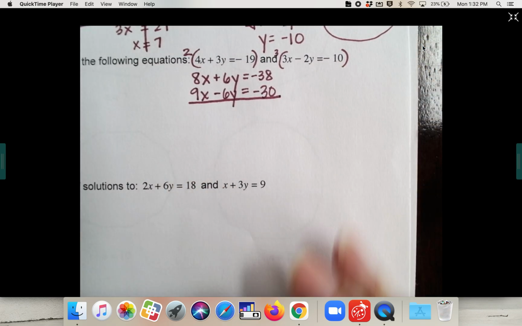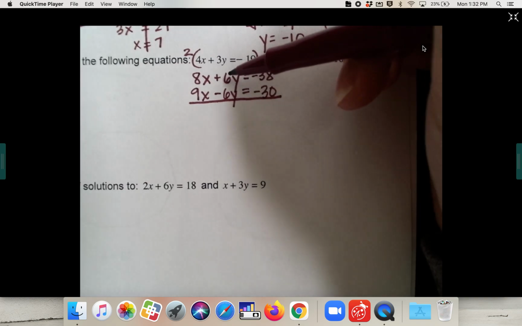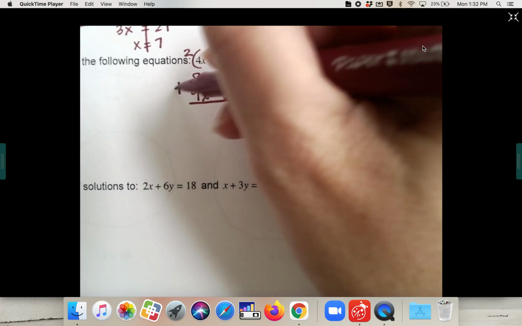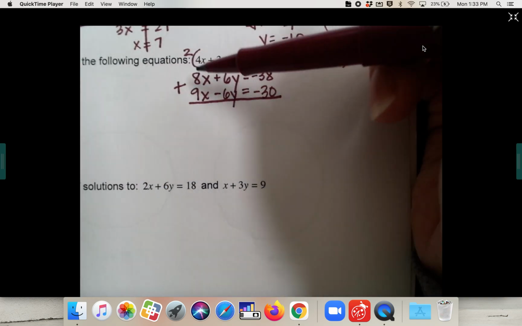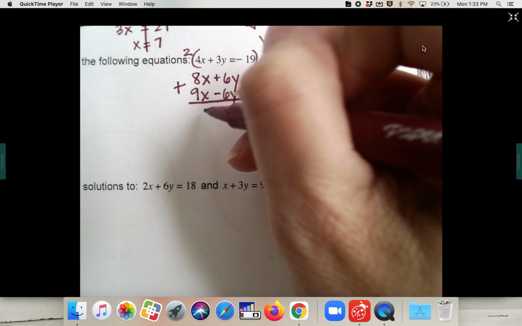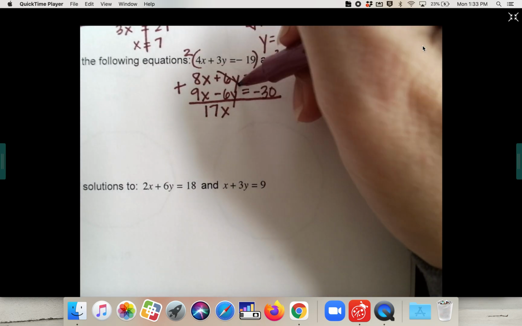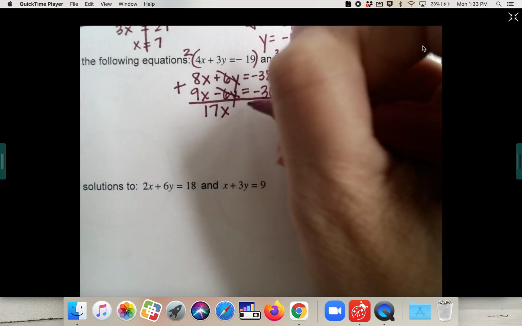All right, again, you have to decide if you're adding or subtracting. If these are already opposites, you can cancel them by adding. So 8x plus 9x is 17x. These 6y and negative 6y will eliminate.